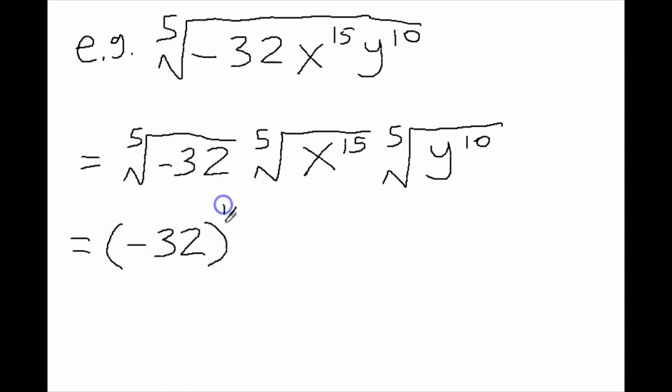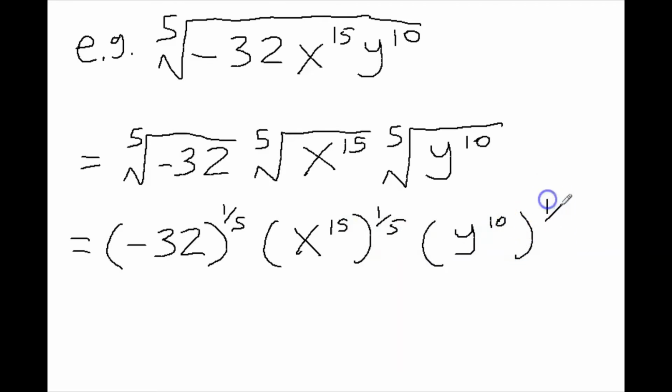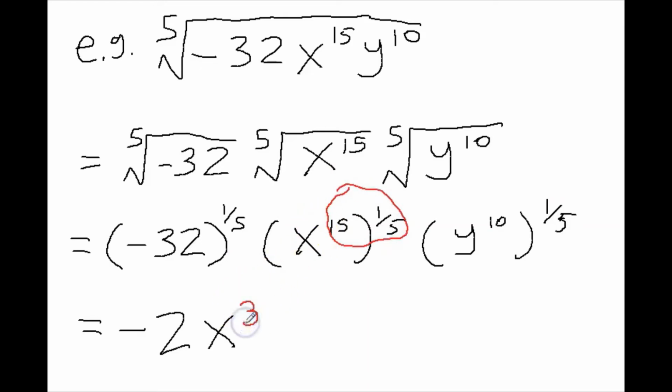So that'll be negative 32 to the 1/5 power, x to the 15th to the 1/5 power, y to the 10th to the 1/5 power. Okay, so negative 32 to the 1/5. You know what that is? Negative 2. Okay, second one. X raised to the power of 15 times 1/5. 15 times 1/5, what is that? I'm multiplying these two. 15 times 1/5, isn't that 3? How does that look? Okay, and then the next one, what do I have here? Y. So y raised to what power?